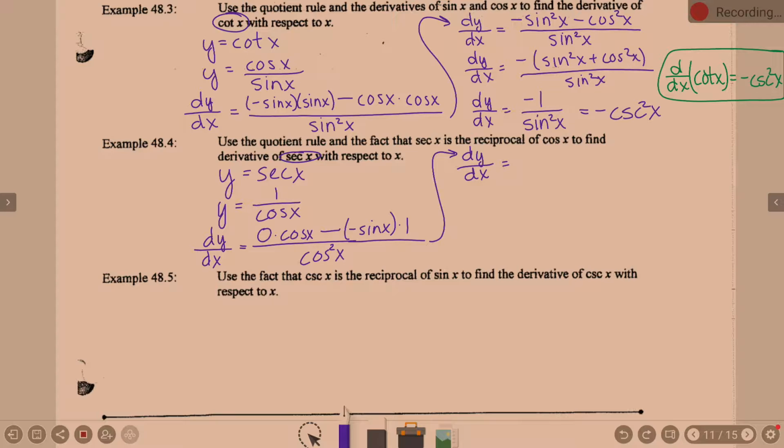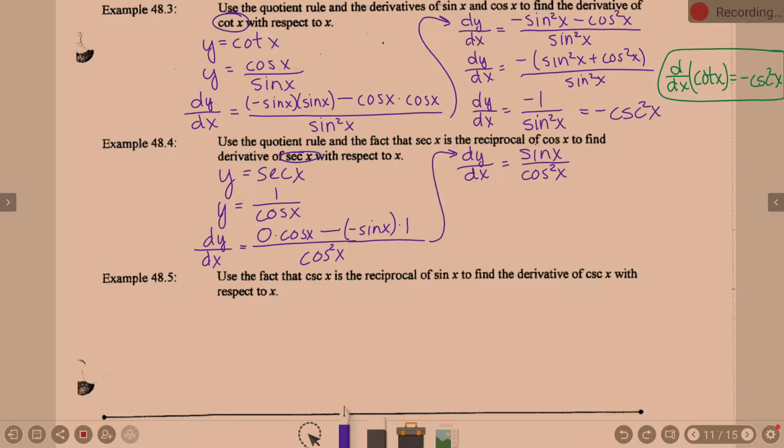Okay, clean it up again. dy dx. What do we end up with on top? Okay, just sine x over cosine squared x. Now, this is not the form of the derivative we use. This is not the form of the derivative we know.